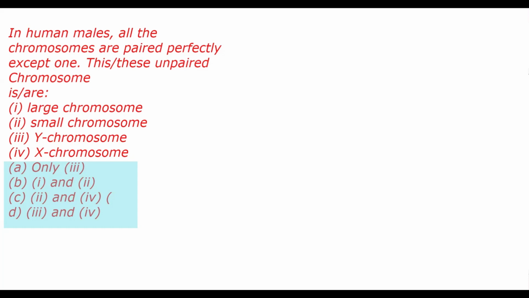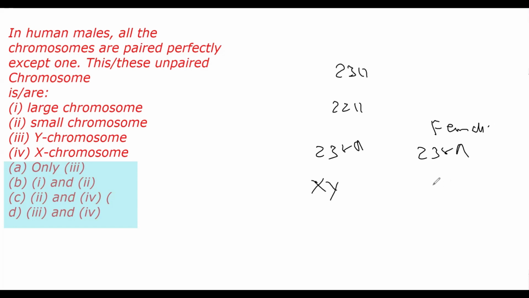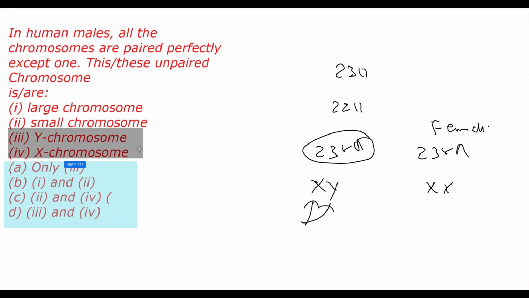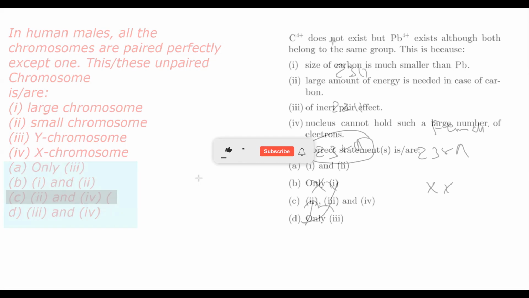So what we know is that human beings have 23 pairs of chromosomes, out of which 22 pairs are perfectly paired, and the 23rd pair in case of male is what? XY. And in case of female, the 23rd pair is what? It is XX. So we can see that in case of male, neither the X nor the Y is perfectly paired. So in that case, the options will be third and fourth. So third and fourth is there in, yeah, option C is correct in this case.